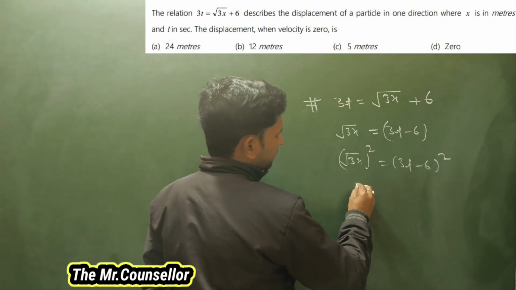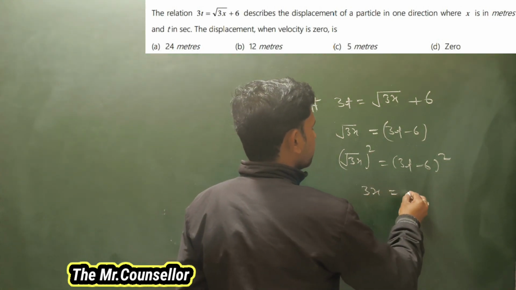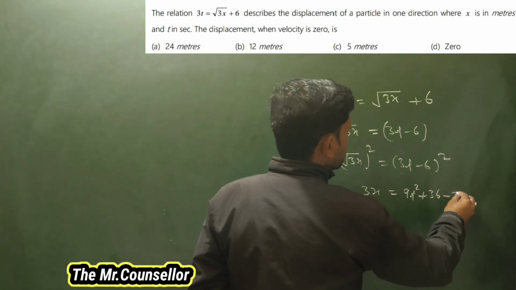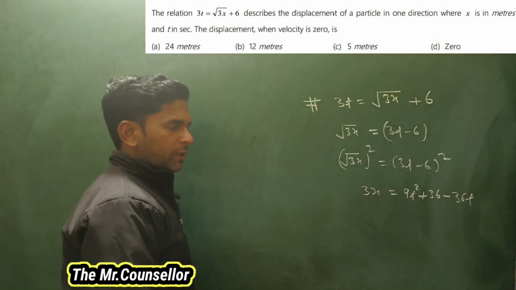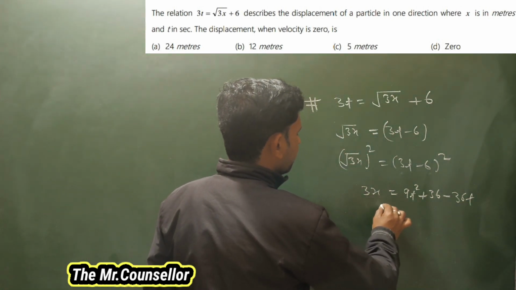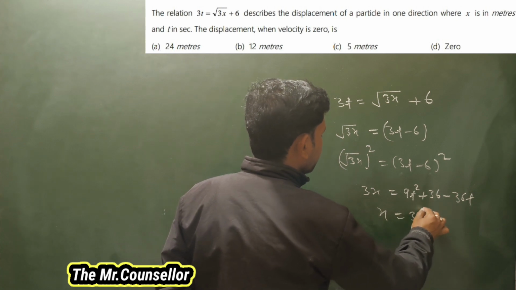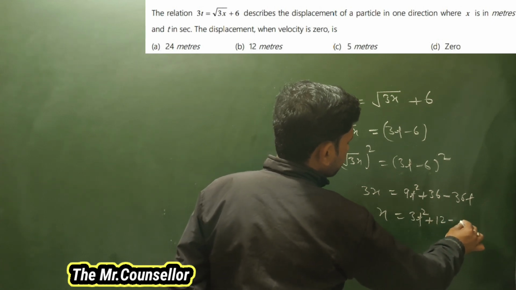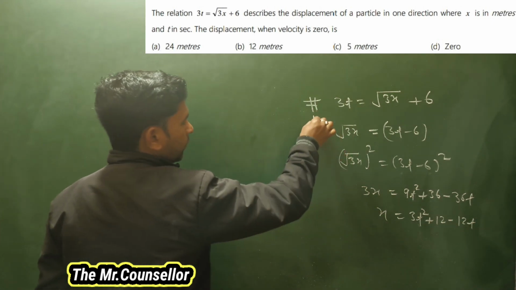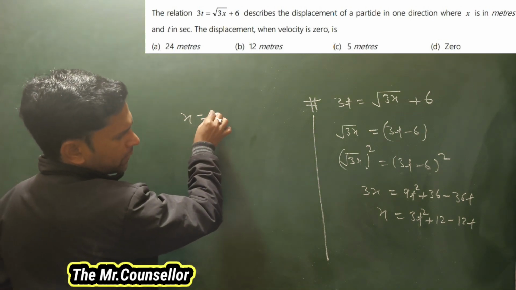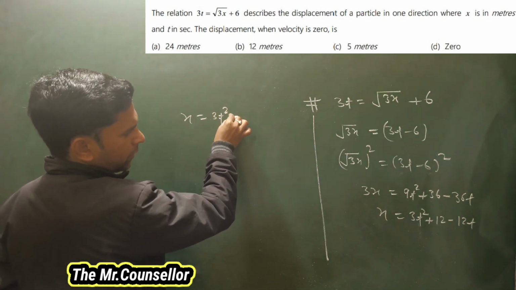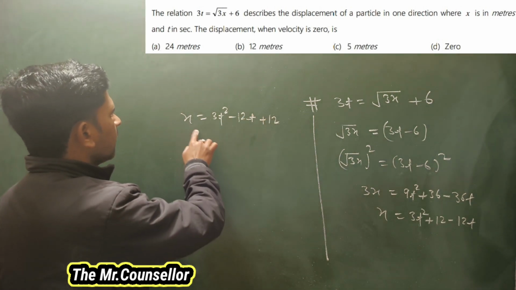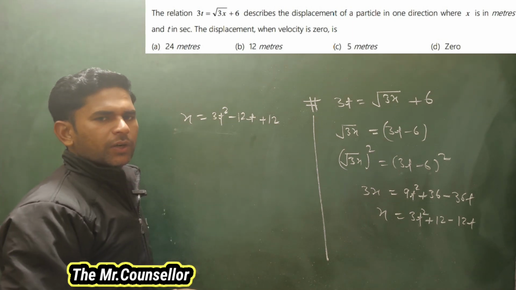So finally we can write 3x = a² + b² − 2ab. Then we can divide by 3, so it will be 3t² + 12 − 12t. In general form, writing the highest power first, x = 3t² − 12t + 12. So we got x in terms of t.